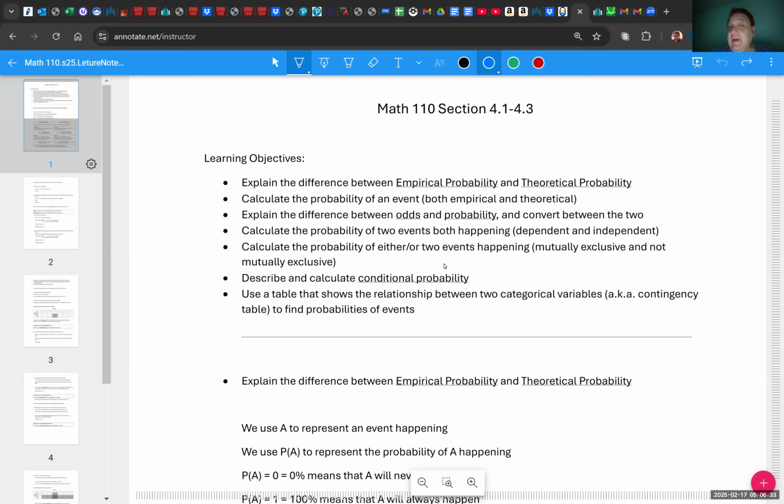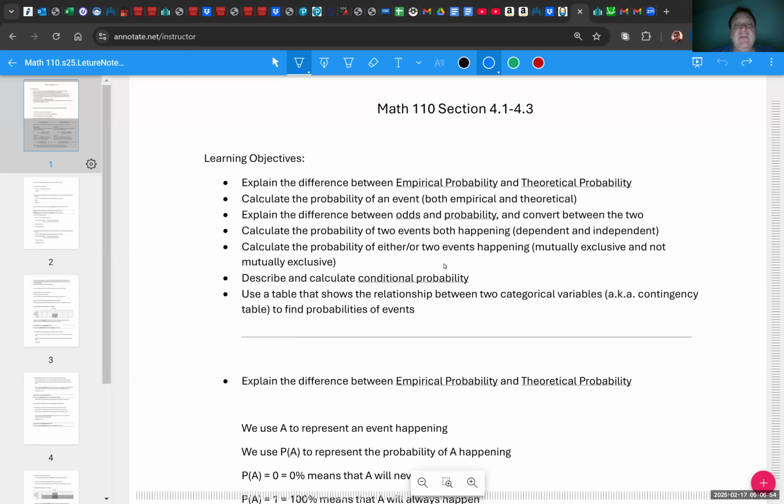I'd like you to be able to explain the difference between odds and probabilities and convert between the two of them. We're going to calculate the probability of two events both happening. And there are two versions of two events both happening, dependent and independent. I'll explain those, of course, as we get to that part in the video.